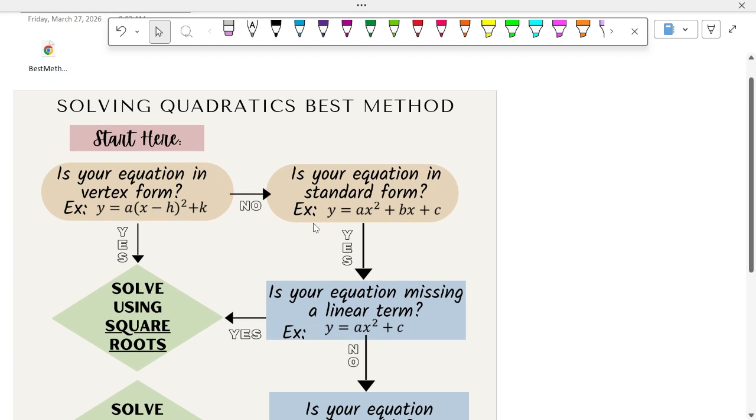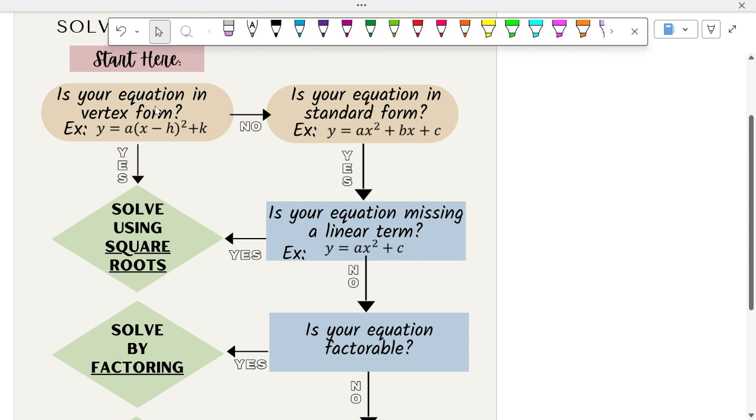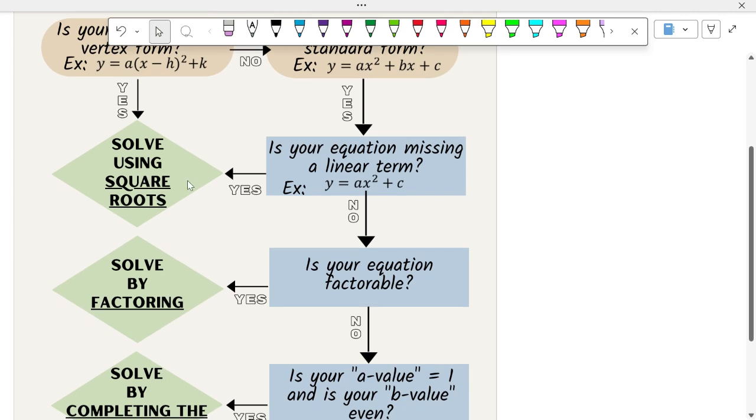Now, on your test, I'm most likely going to tell you which method to use. All right. But let's say that I didn't. As long as it fits certain parameters, you can pick whatever method makes the most sense to use. So, for example, you first look at what form your equation's in. So, if it's in vertex form, so you know a times x minus h squared plus k, or if it's in standard form, ax squared plus bx plus c. All right. If it's yes to vertex form, you can solve by taking square roots, which we learned yesterday.